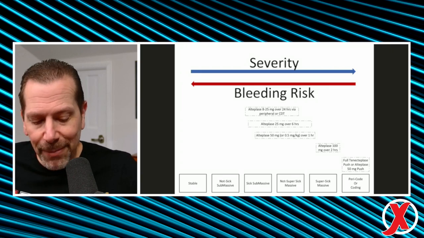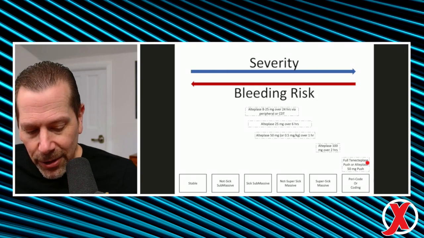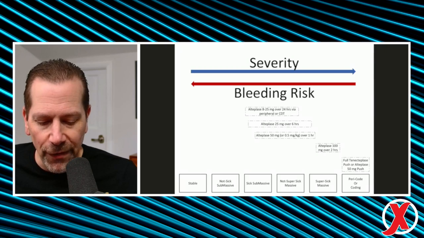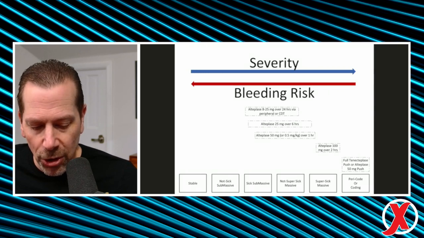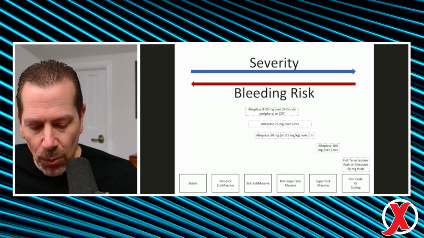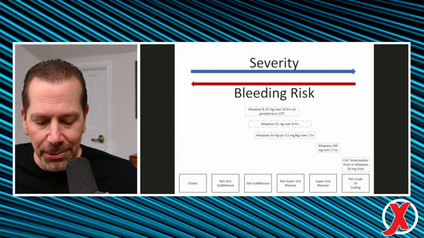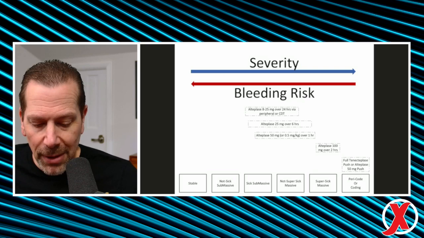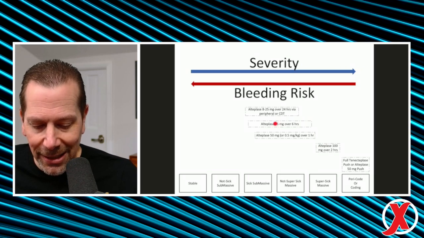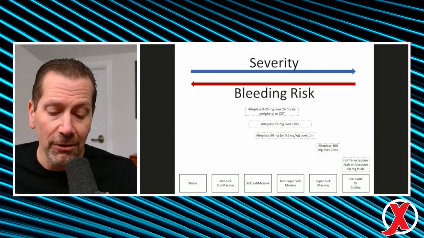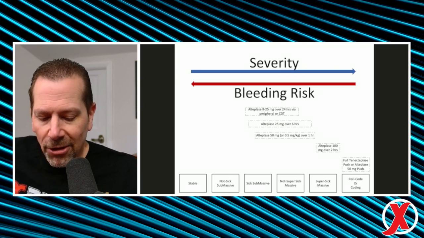So if you have a patient who is peri-code or coding, give them full dose Tenecteplase or 50 milligram Alteplase push. If you have a patient who is a super sick massive, maybe you want to give them the full dose of Alteplase over 2 hours. Maybe you want to give them half dose, the Moffitt dose. You could even, depending on the bleeding risk, do the 25 milligrams over 6 hours. Then you get your not super sick massive.